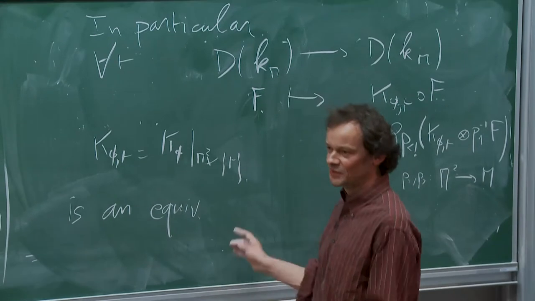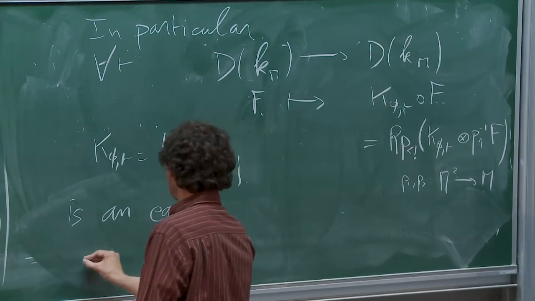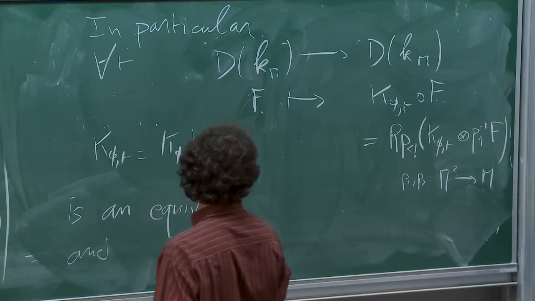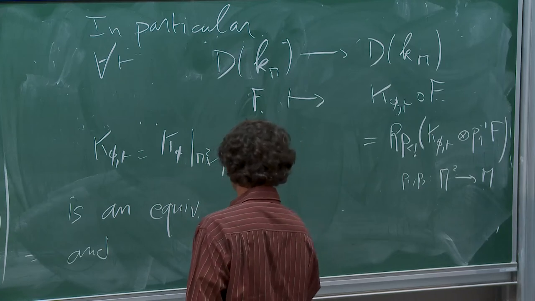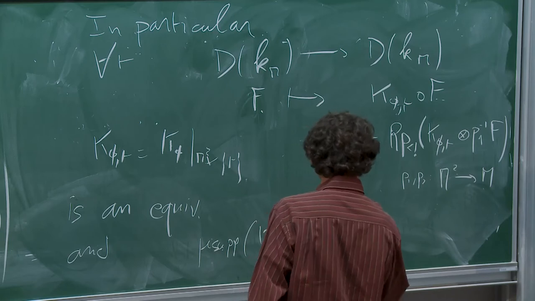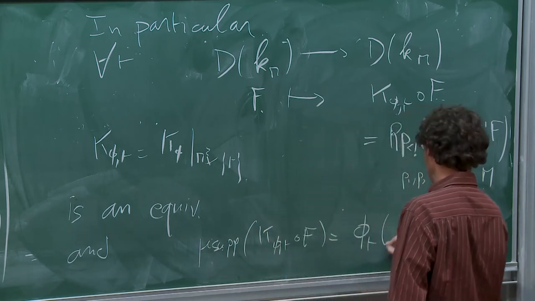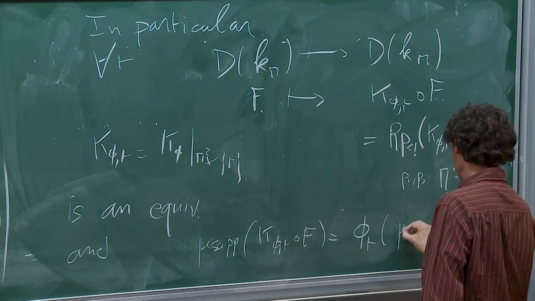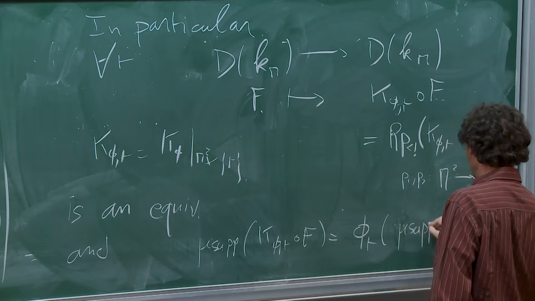And it respects the microsupport. I mean, the microsupport of the image is the image by the Hamiltonian isotopy of the microsupport of F.